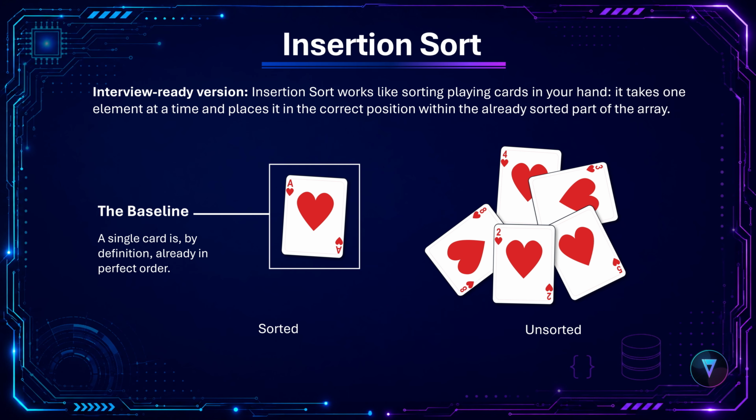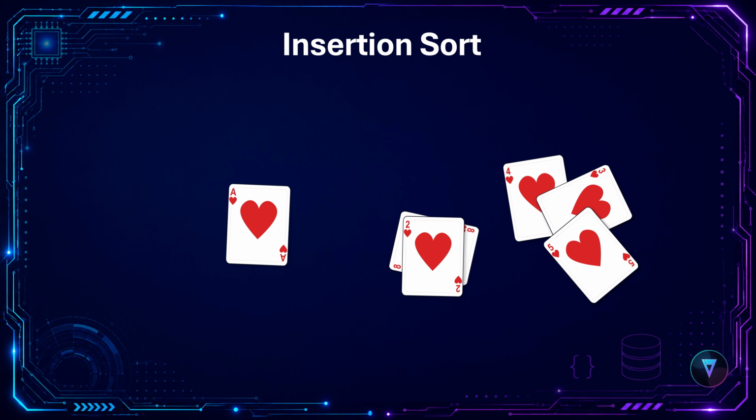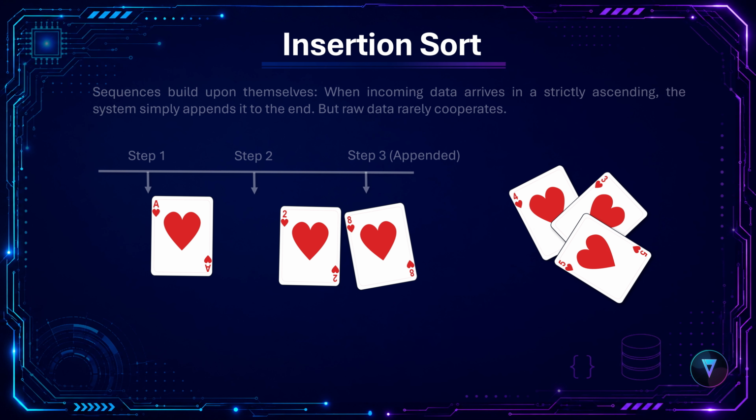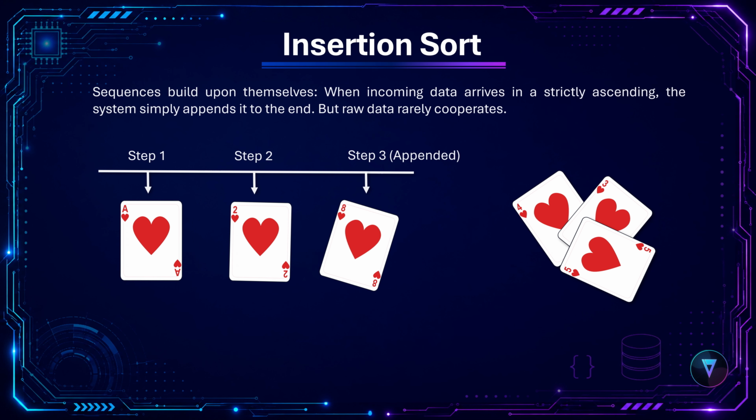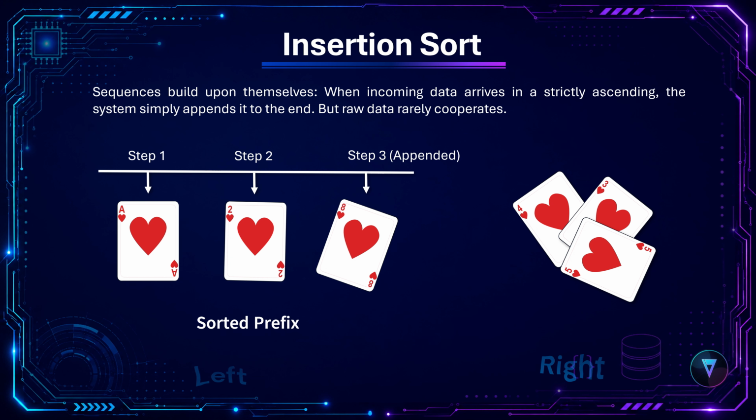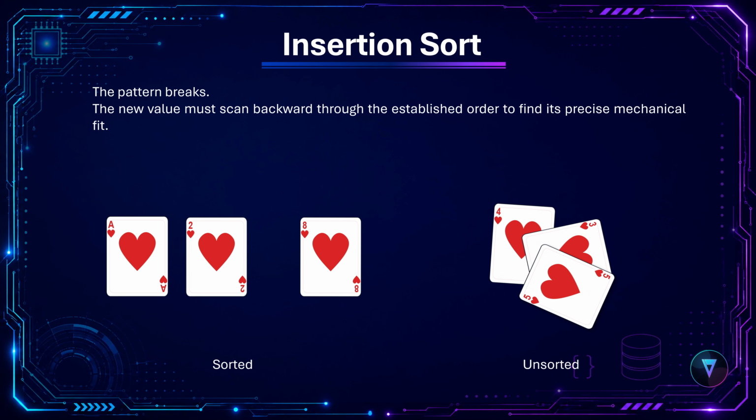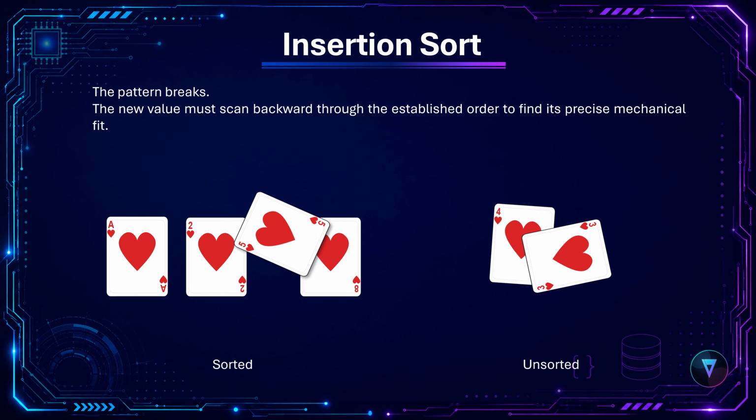Next up, the algorithm grabs the 2. Since it's bigger, it goes perfectly right next to the ace. Then comes the 8. Just like that, we're building up that nicely sorted prefix on the left side. But wait, look at the 5. The algorithm neatly tucks it right between the 2 and the 8.